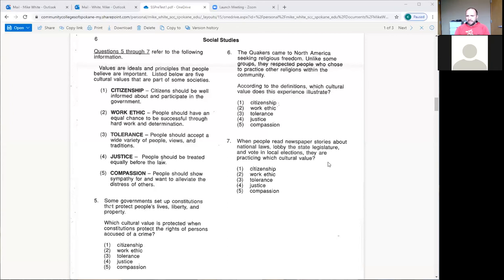Again, here I would safely rule out tolerance, justice, and compassion. It seems to either be citizenship or work ethic. And if you go back, read the paragraph, the one that seems to match up the most in my mind would be, for 1, citizen. Right? Citizens should be well informed about and participate in the government. So it's as easy as that.